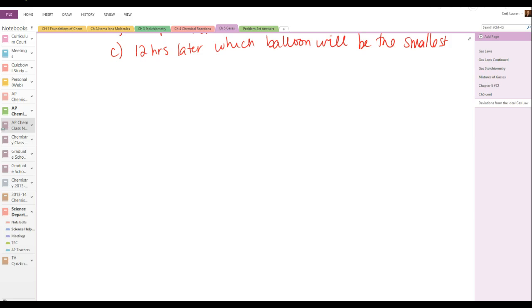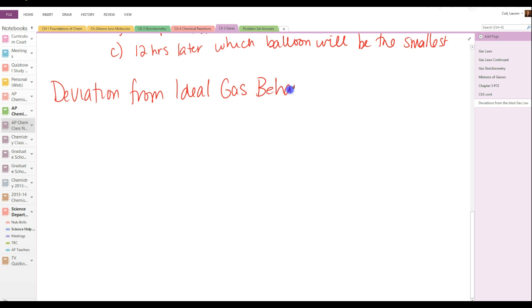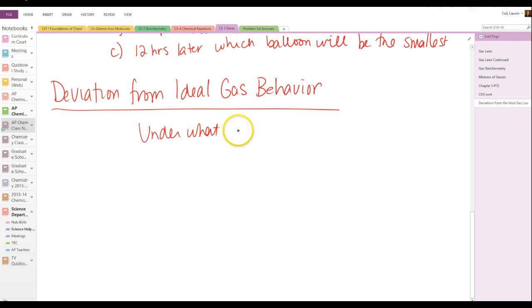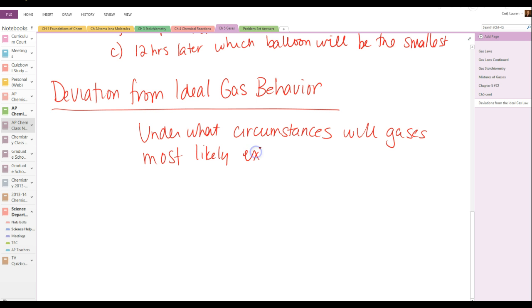Let's talk now about deviations from ideal behavior. So we know that gases are not really all ideal. They don't follow the gas law exactly. But the real question we want to answer is under what circumstances will they most likely exhibit non-ideal behavior? So we're really looking at what are those circumstances under which gases will behave as real gases, not as ideal gases. And I want to talk about those conditions or those circumstances right now.